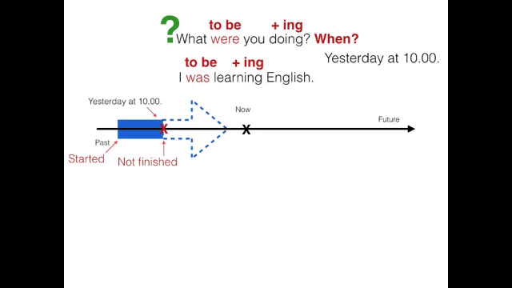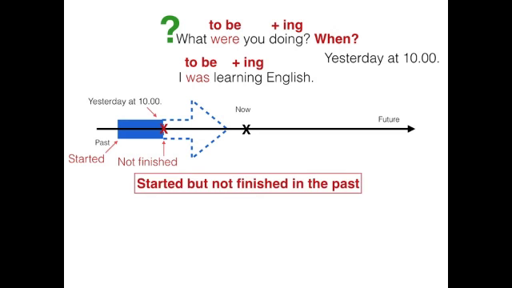So, as with present 2, we have the situation of started but not finished, only now it is in the past. This then is our key to understanding and using past 2. Started but not finished in the past.